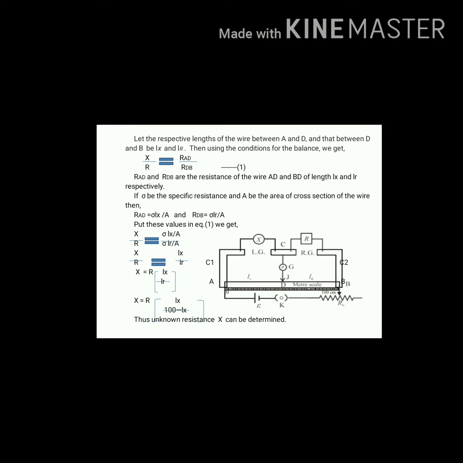Here we have to put the value of LR. The value of LR, the whole length of the wire, is 100 centimeter. So LR is equal to 100 minus LX. That is the equation for unknown resistance X. The unknown resistance X can be determined by that equation. X is equal to R into bracket LX divided by 100 minus LX.